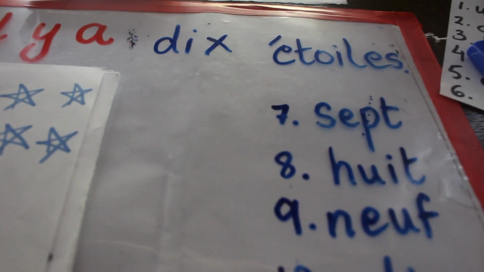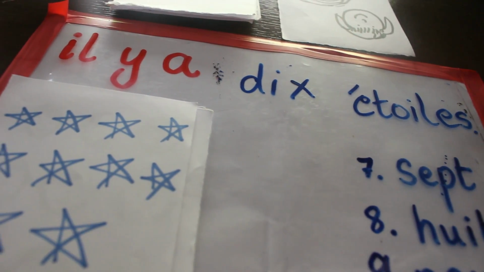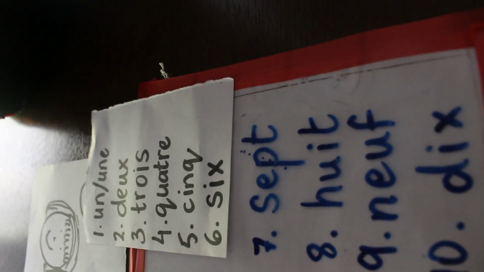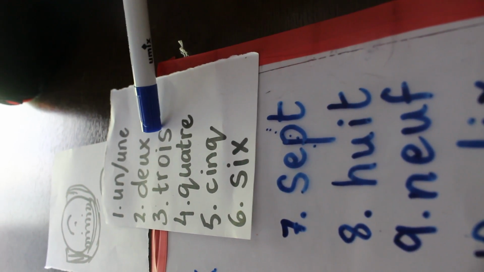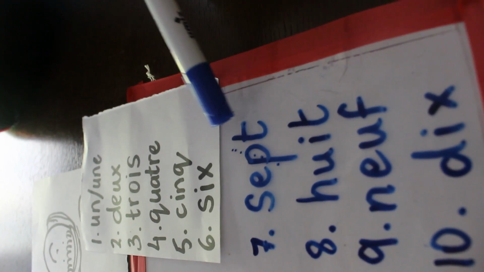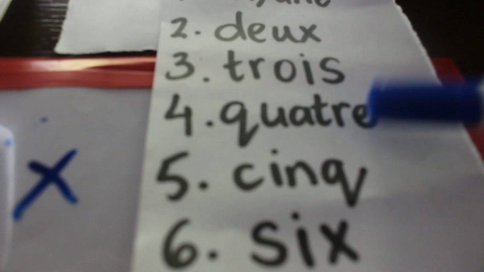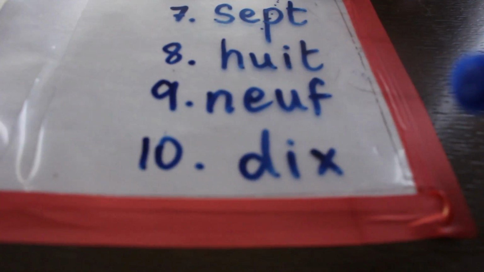I hope your numbers are complete now from 1 to 10. This is like English. Till 20 it's going to be tough and then it's going to be easy. So let's focus on our numbers. Can you see all of them? I've turned the screen around. 1, 2, 3, 4, 5, 6, 7, 8, 9, 10. 1, and 1 for feminine. 2, 3, 4, 5, 6, 7, 8, 9, 10.